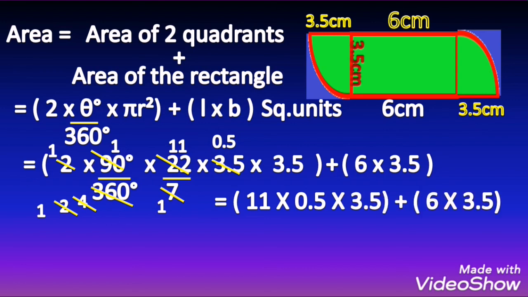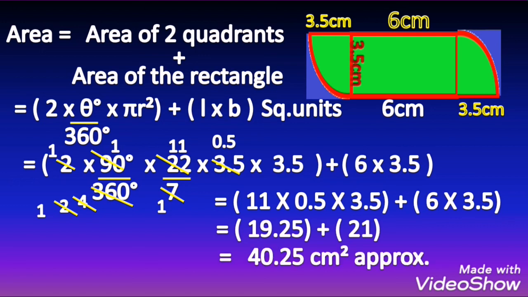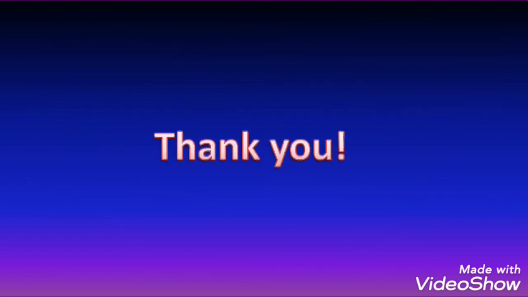11 into 0.5 into 3.5 plus 6 into 3.5. It is equal to 19.25 plus 21. When you add these two numbers, you will be getting 40.25 centimeters square approximately. This is the area of this combined shape. Thank you.